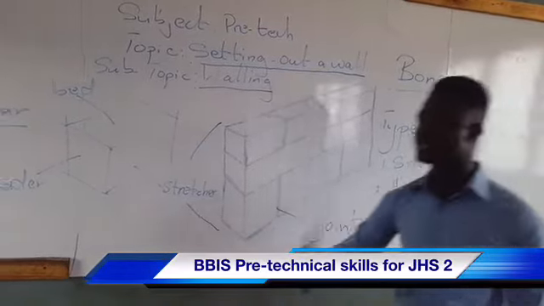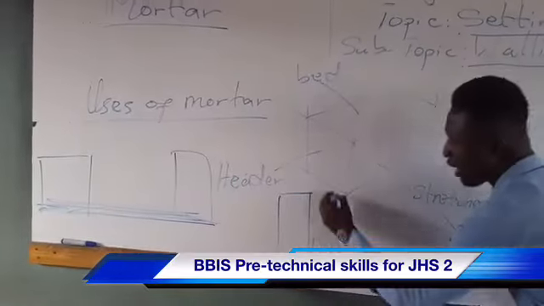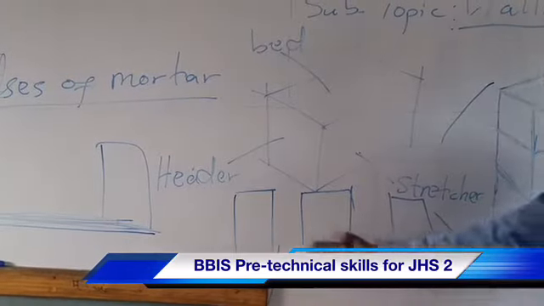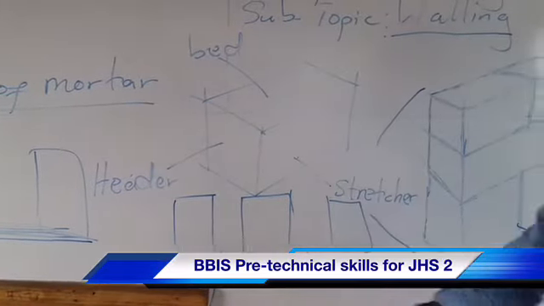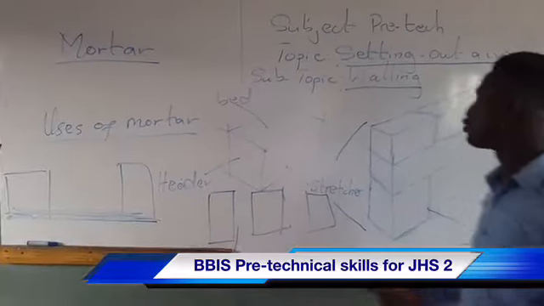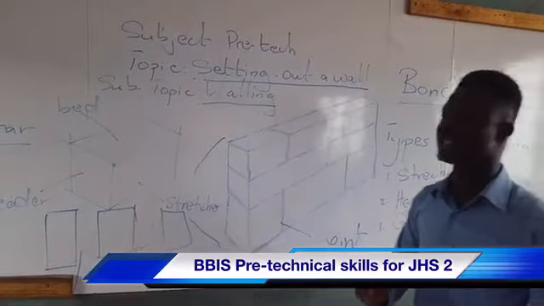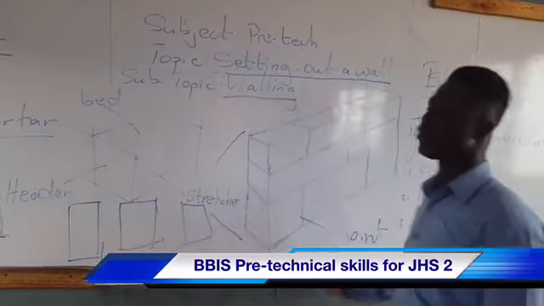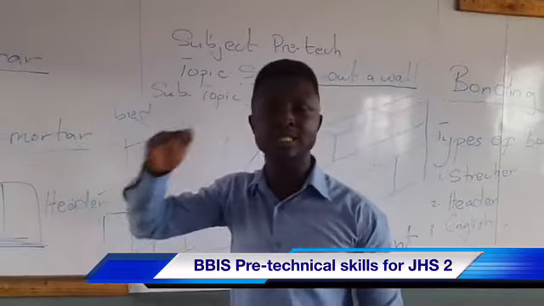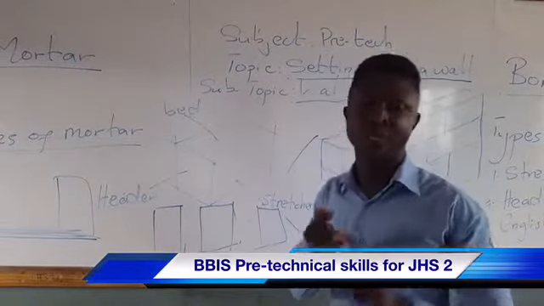But if I go with the header bond, it will be like this. When I'm walling, this is how it is going to be, which will be expensive because more blocks will be needed. Then we move on to the last one, which is the English bond. The English bond is not laid like the stretcher bond, neither is it laid like the header bond, but it is laid in a step way. It is laid in a step and a very thick way. The English bond is the thickest bond we can ever talk about.